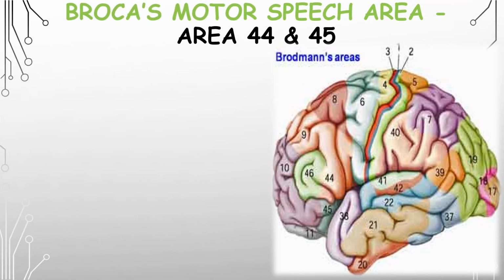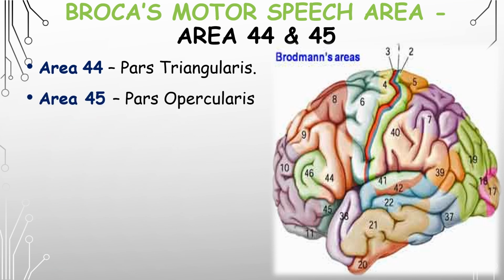Areas 44 and 45 are also called Broca's motor speech area. It is the special region of the premotor cortex located in the inferior frontal gyrus. Area 44 is situated in the pars triangularis and area 45 is located in the pars opercularis.